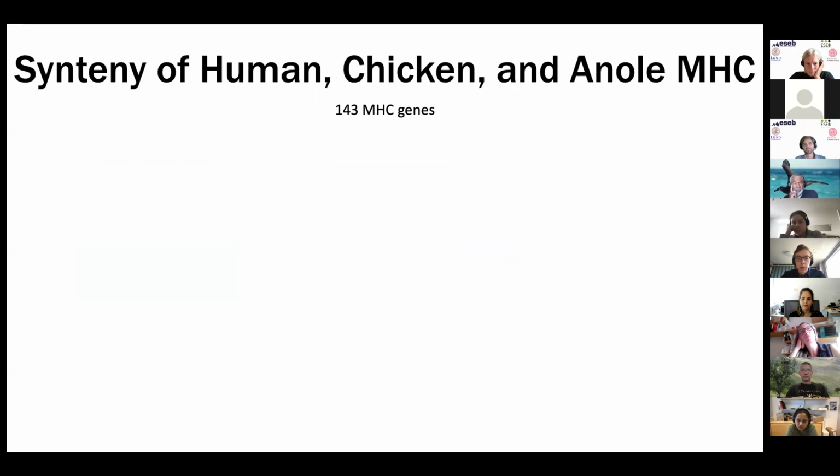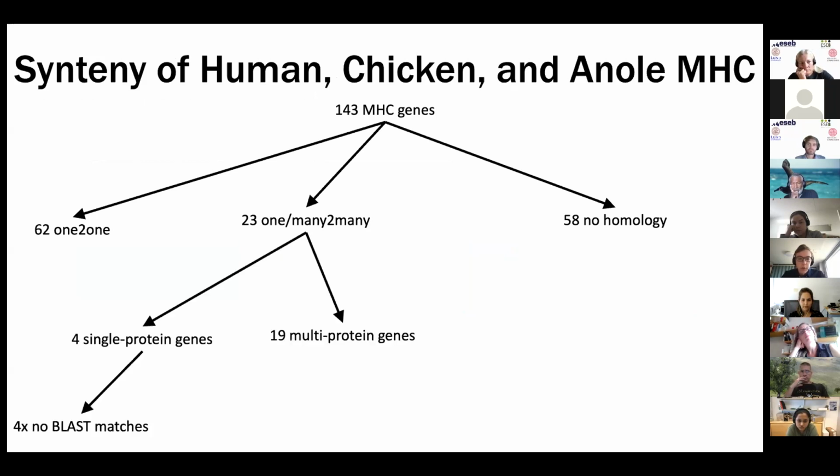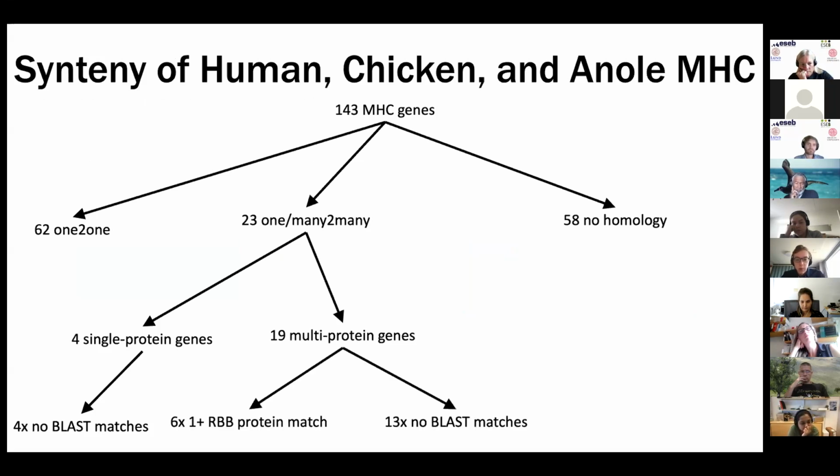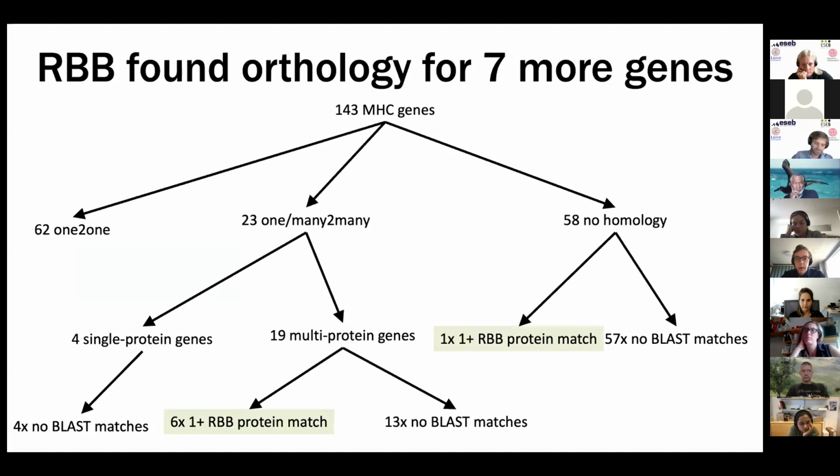flowchart with our results. So we started with 143 human MHC genes, of which Ensembl had characterized 62 as one-to-one, 23 as one-to-many or many-to-many, and 58 as no homology. Out of those 23, there were 4 single-protein genes and 19 multi-protein genes. Of the 19 multi-protein genes, we found 6 additional reciprocal best BLAST protein matches. And of the 58 with no homology, we found 1 additional reciprocal best BLAST protein match. So our analysis was able to find orthology for 7 more genes.